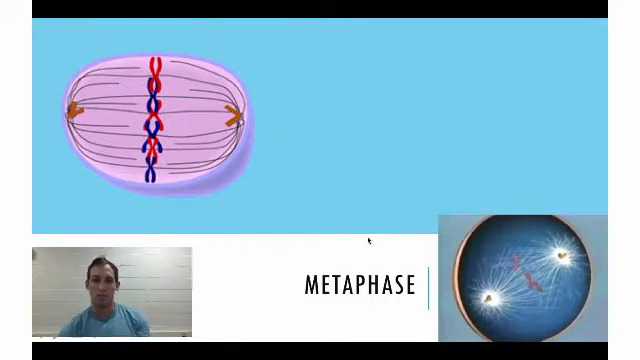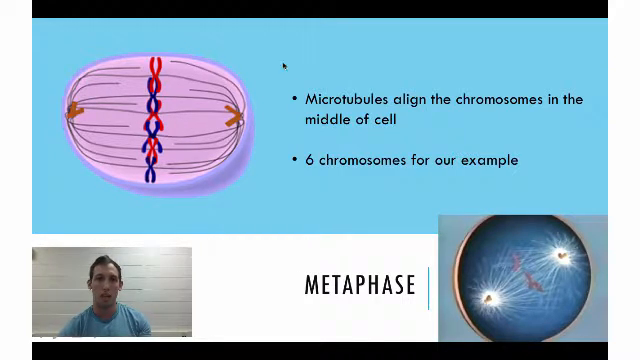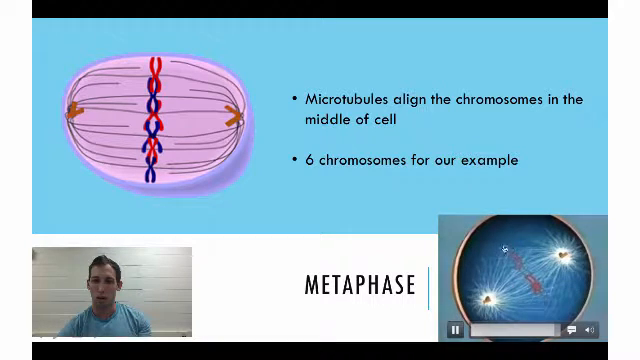Alright, so the next phase of mitosis is metaphase. And in metaphase, the microtubules will align the chromosomes in the middle of this cell, and we will still have 6 chromosomes at this point. So as you can see in the video, the microtubules are aligning our chromosomes in the middle of the cell.